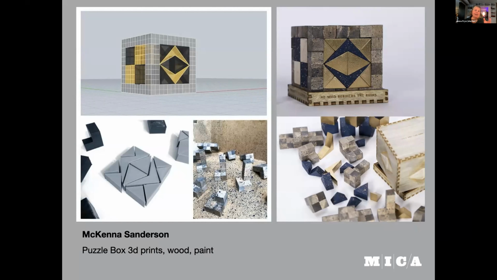This is a puzzle box that a student named McKenna Sanderson made. What I love about this is that it all started with plastic and some wood, and then she did all of this finishing so that you really can't tell what the materials are. Even when you're touching it, everything is so finished that it's really difficult to know what it is. And it just turned out really beautifully, and it's a very, very difficult puzzle to solve, actually.